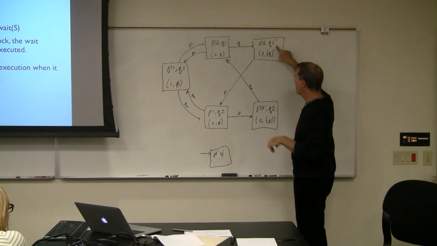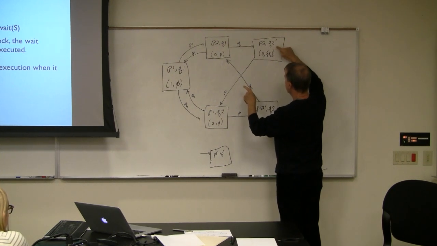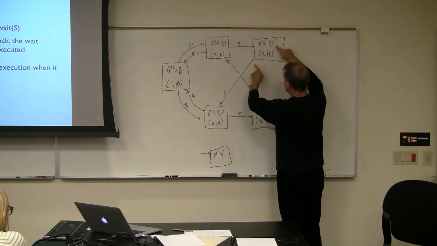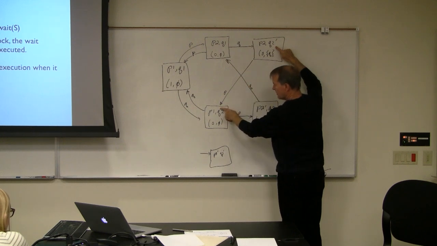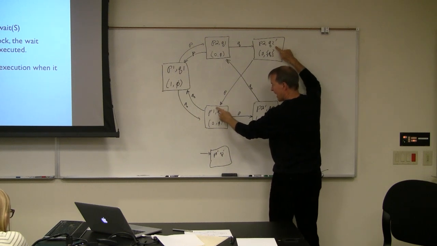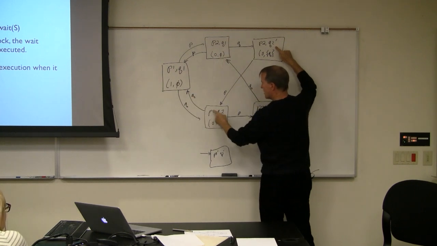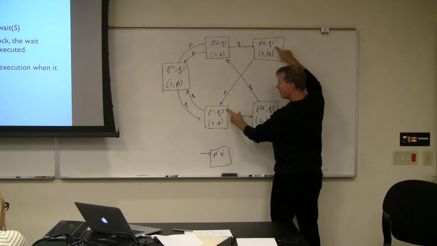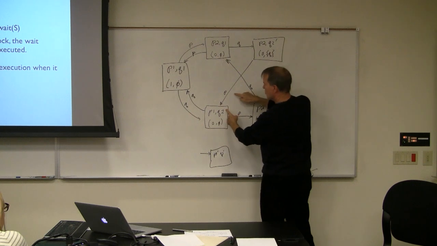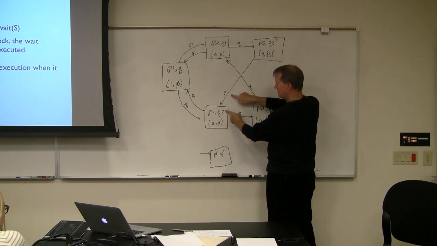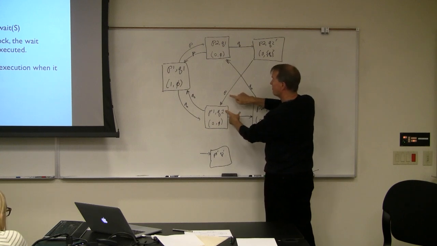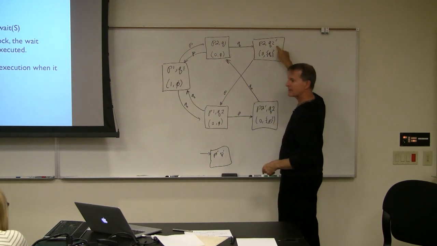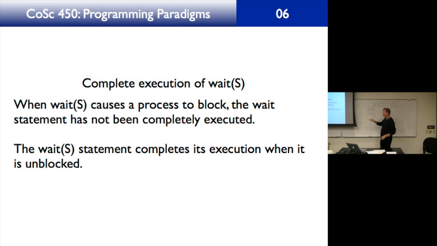Are you with me? But now look. It executed that wait statement to get to here. But then what happened? Q2 is blocked here. So then P went to here. And now at this point, Q can execute in going from here to here. But at this point right here, the wait statement has not finished executing. So when P exits, what statement did P execute? It executed a signal. When P executed the signal, that's when this wait statement finally finished its execution. The wait S statement completes its execution when it is unblocked. So the wait statement hasn't executed yet. It only finishes execution here. Are you with me? Does everybody see what I'm trying to get at here?